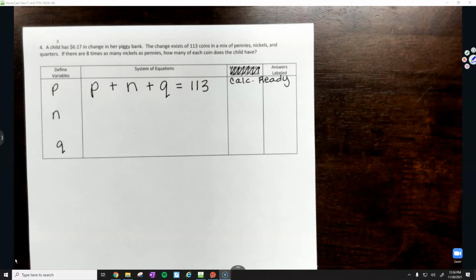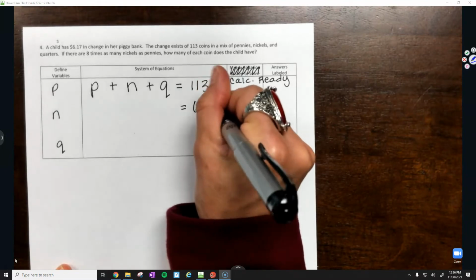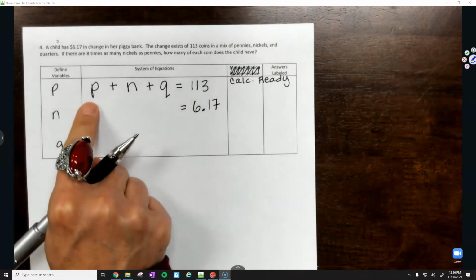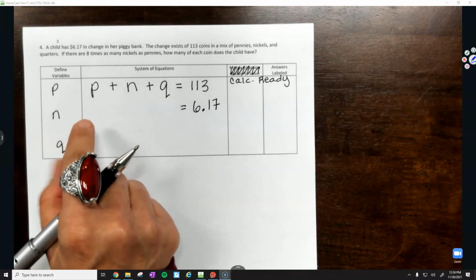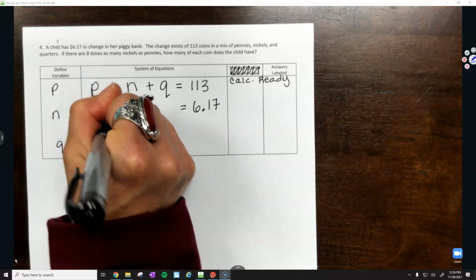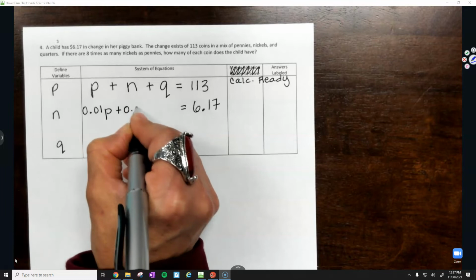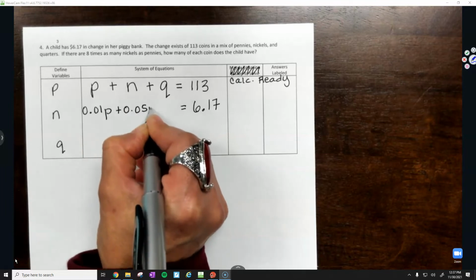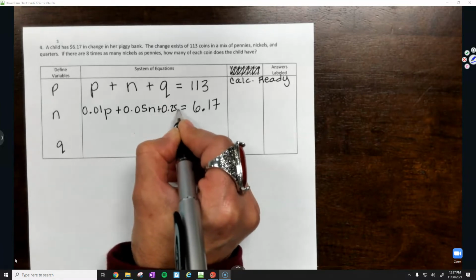Okay, what else do we know? We know how much it's worth. How much money does she have? 6.17. All right, so we know that's a total. How much is a penny worth? 1 cent. So 0.01p plus 0.05n plus 0.25q.